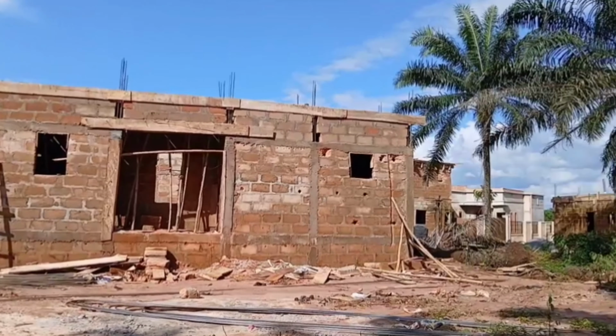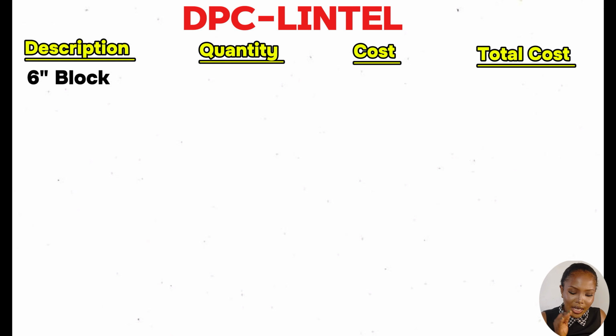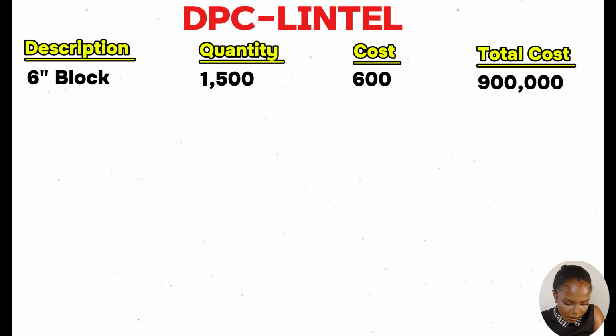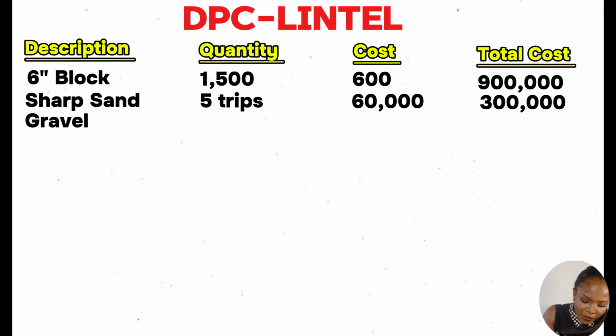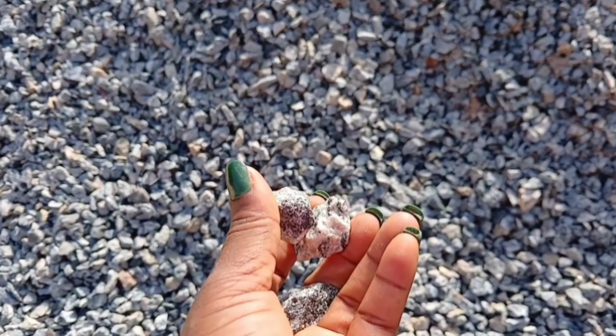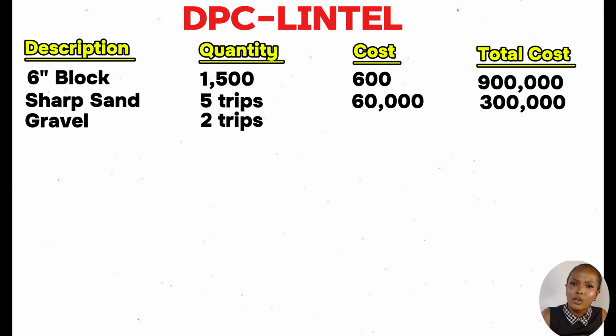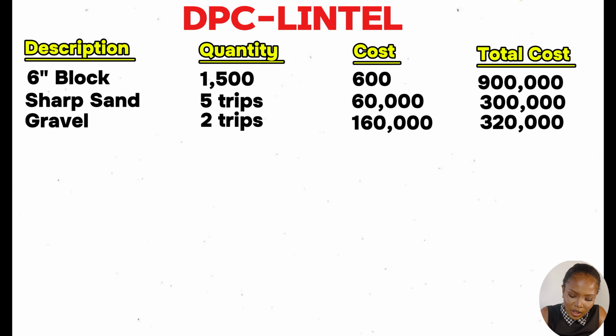From DPC to lintel level, you need 6 inches block. You need 1,500 pieces of 6 inches block, and each piece costs 600 naira. 600 naira multiplied by 1,500 is giving us 900,000 naira. We need sharp sand, 5 trips, and each trip costs 60,000. 60,000 multiplied by 5 is giving us 300,000 naira. You need 2 trips of gravel, that is 2 tipper load, and each tipper load costs 160,000 naira. So 160,000 naira multiplied by 2 is giving us 320,000 naira.